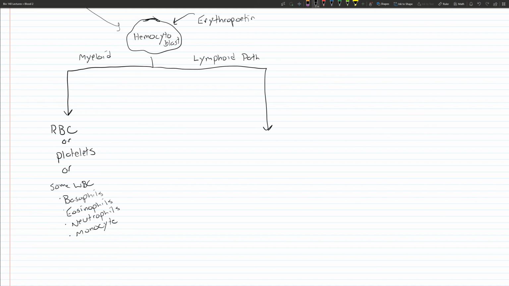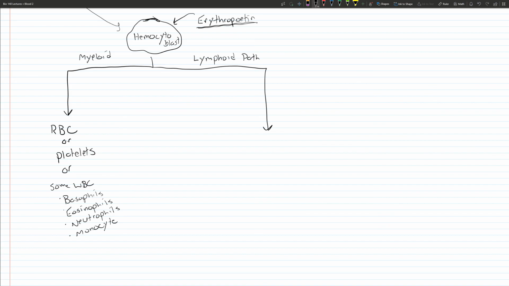And so if we want erythropoietin, what's that going to do? If the cell gets bombarded with erythropoietin, it's going to tell that cell to go on the myeloid line and become a red blood cell. And there are other things that will tell it to go toward a platelet or one of the several white blood cells that it can make.